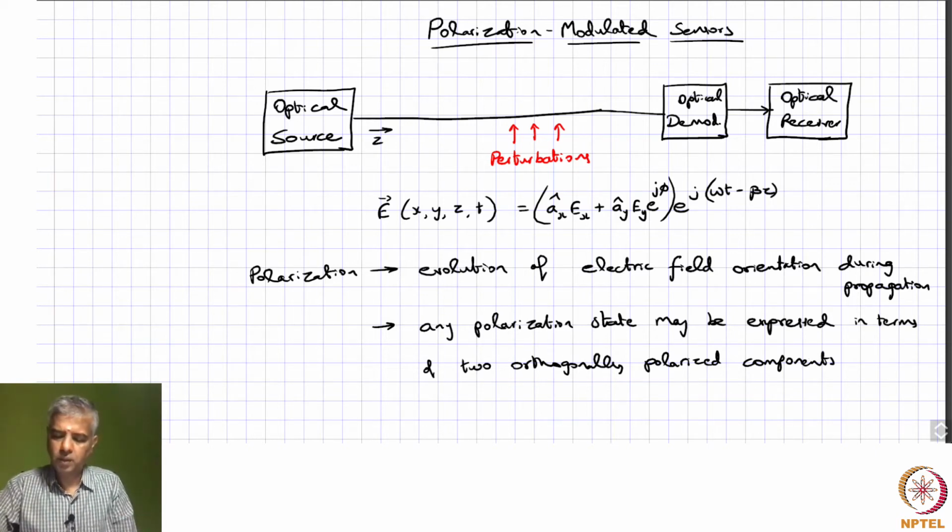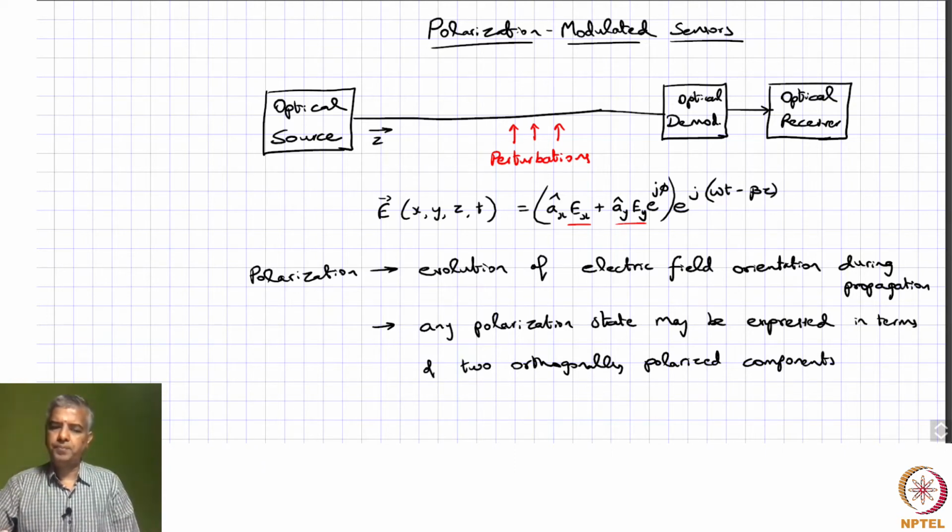So what are we talking about? Well, in this case, for example, we are expressing in terms of the x component and y component. So the AX is a linear polarization component along the x direction, and AY corresponds to a linear polarization component along the y direction. So we could express any polarization in terms of two orthogonal components, which here correspond to two linearly polarized components along x and y directions.